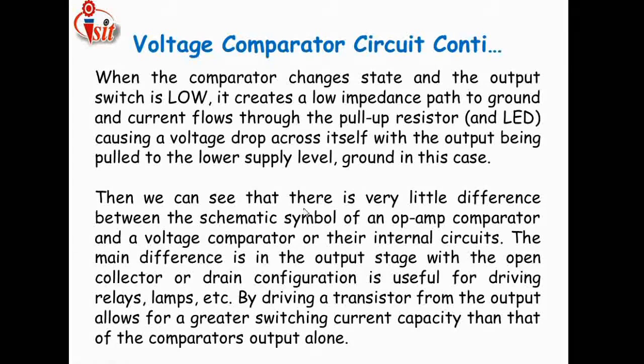Then we can see that there is very little difference between the schematic symbol of an op-amp comparator and a voltage comparator, or their internal circuits. The main difference is in the output stage. The open collector or open drain configuration is useful for driving relays, lamps etc., but driving a transistor from the output allows for a greater switching current capacity than that of the comparator output alone.